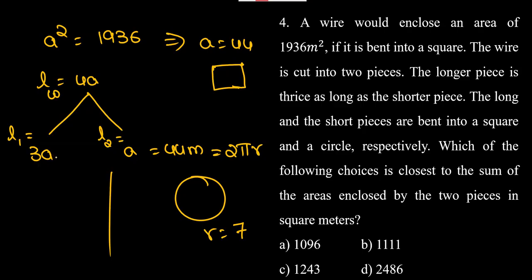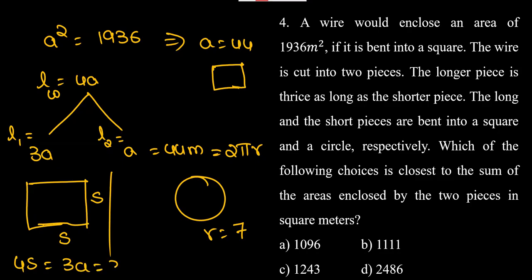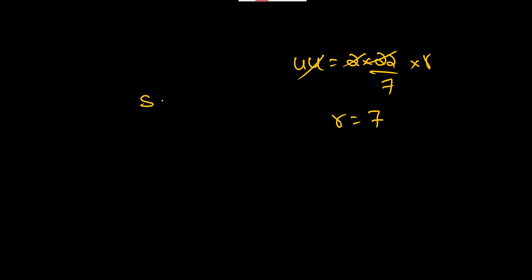Fine. Now using the first one, what do you need to form? A square. In this new square, I am taking each side length as s. Then 4s equals 3a, which is 3 into 44. The length of this square must be equal to L1, 3a. So 4 ones, 4 11s. What is the side of this square? The side of this square is 33.